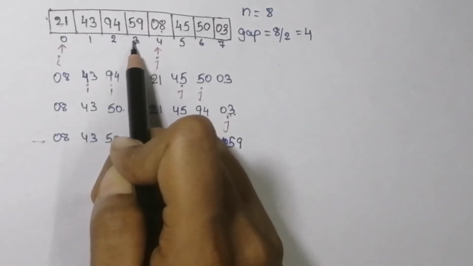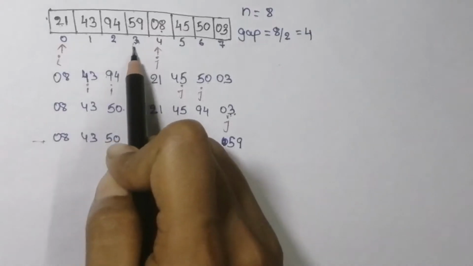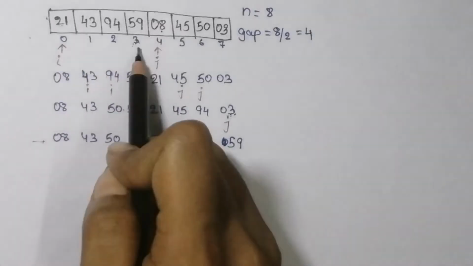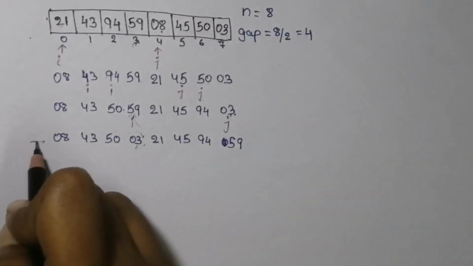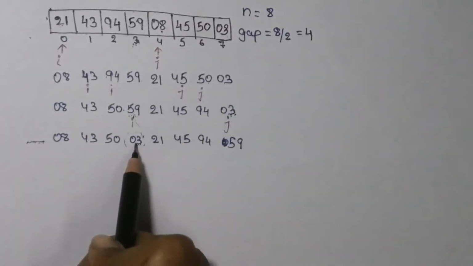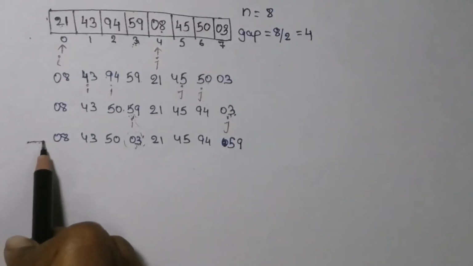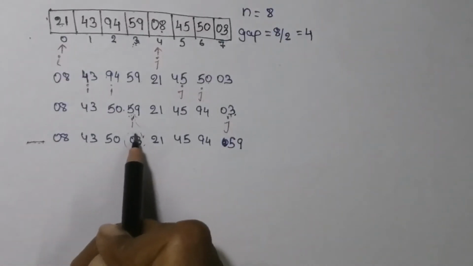That means we need to compare this element at index 3 with the previously gapped element, that is 3 minus 4 equals minus 1. Is there any element at index minus 1? No. As there is no element present in the previously gapped index, we will not compare this element 3 with any other element.